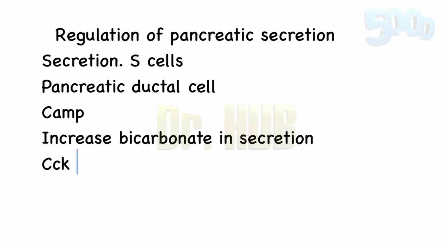Next we move on to the CCK. The CCK is by the I cells, so they act on the acinar cells. So acinar cells are present. In case of secretin, it is a pancreatic ductal cell. The second messenger involved is the cAMP and has increase in the bicarbonate in secretion. Whereas in case of CCK, there is acinar cells. The acinar cells, the second messenger which is involved is a phospholipase C.